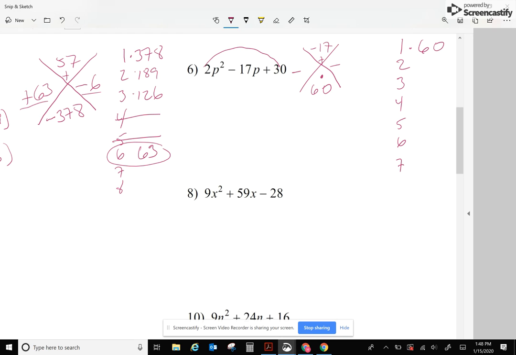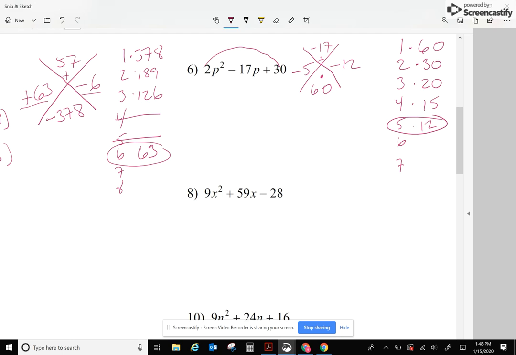So then I'm going to say 60 divided by 2, that's 30. When I add my numbers, it's not 17. Now 60 divided by 3 is 20. When I add my numbers, it's not 17. So I continue going. 60 divided by 4 is 15. That one doesn't work either. 60 divided by 5 is 12. Yeah, when I add my numbers, it is 17.